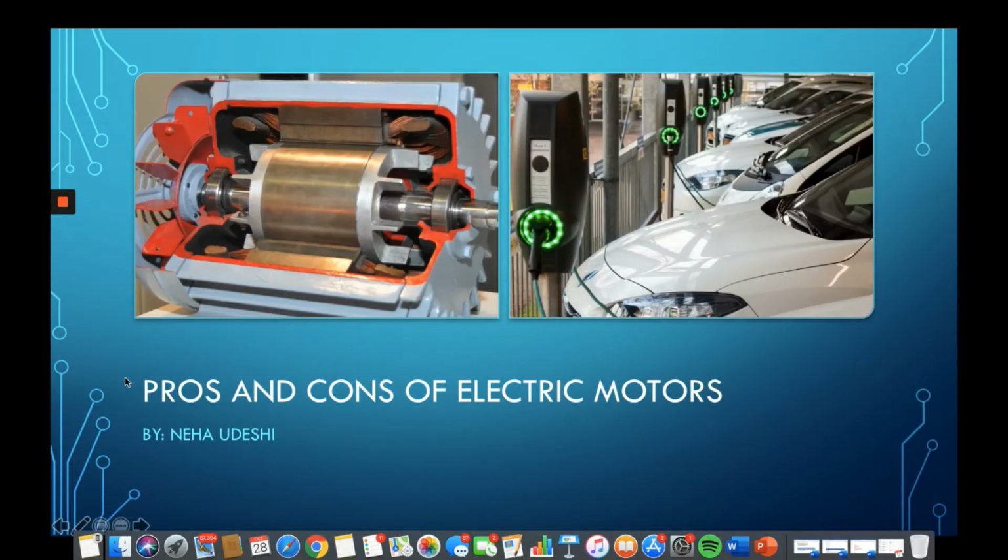Hi, my name is Neha, and I will be talking about the pros and cons of electric motors today. Electric motors have become more popular throughout the years because technology is rapidly evolving, and they also have many benefits as opposed to gas motors. But while they have many benefits, they also have some negatives, so I'll go over those in the next couple slides.